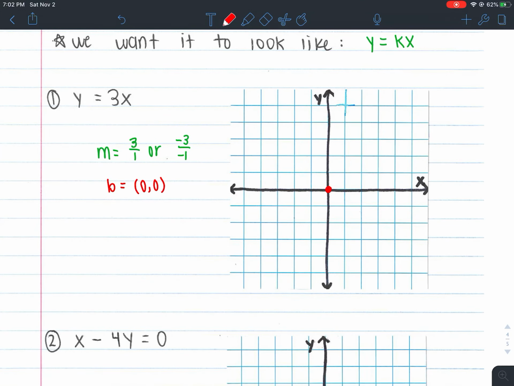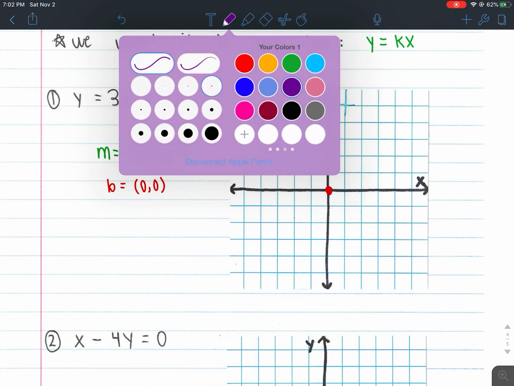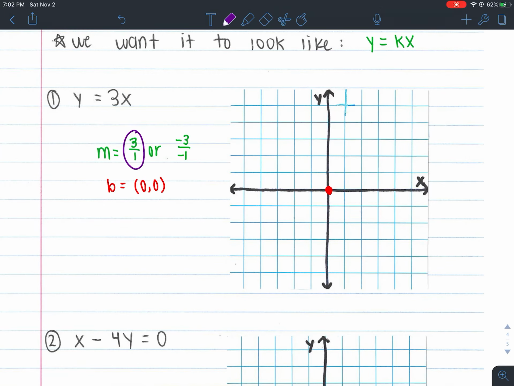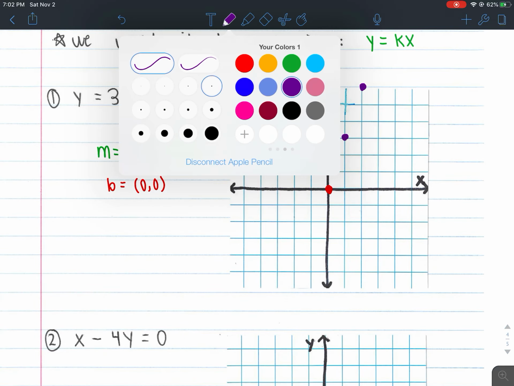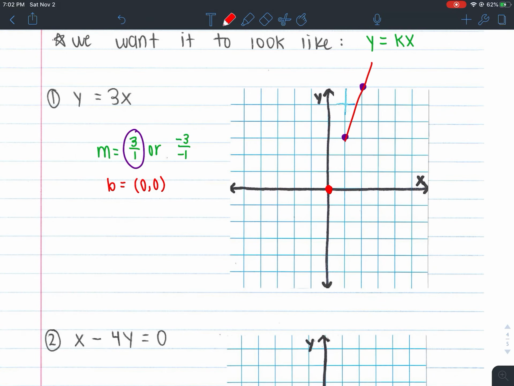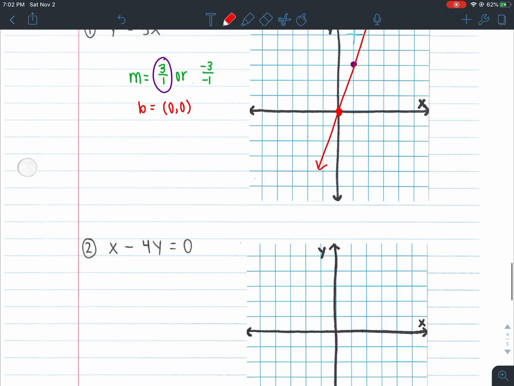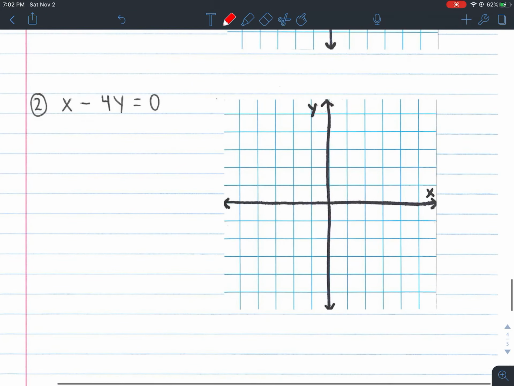So the first thing I'm going to do is plot my y-intercept. And I'm going to use my slope. I'm going to go ahead and use that first one. It's going to be positive 3, so I'm going to go up 3 and then to the right 1 because it's positive 1, and then up 3 to the right 1. Again, when you're graphing, I only need at least 3 points. So I went ahead and just did 3 points there.